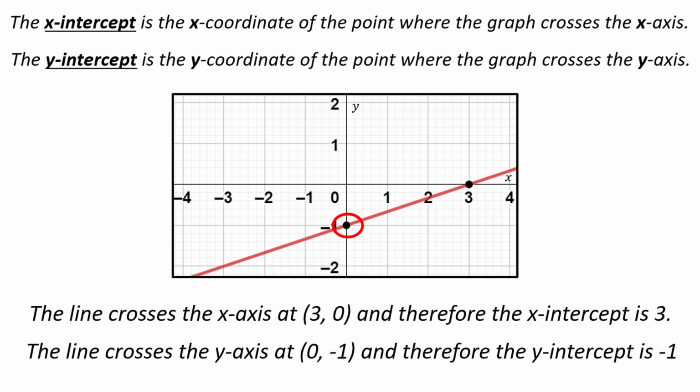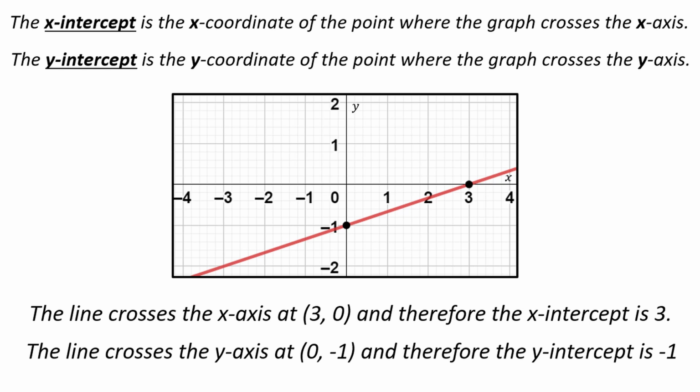This line crosses the y-axis at the point 0, -1. The y-coordinate of this point is -1, and therefore the y-intercept is -1. Note that some instructors and textbooks might consider the entire point 3, 0 or 0, -1 to be the intercept, but for our purposes, we simply consider the values 3 and -1 to be our x and y intercepts.